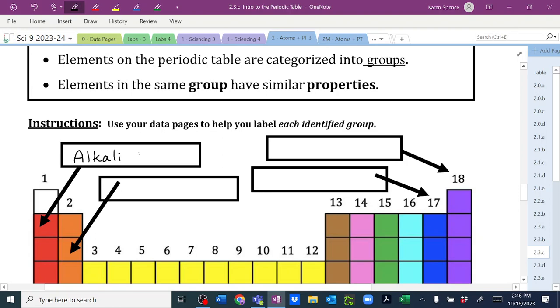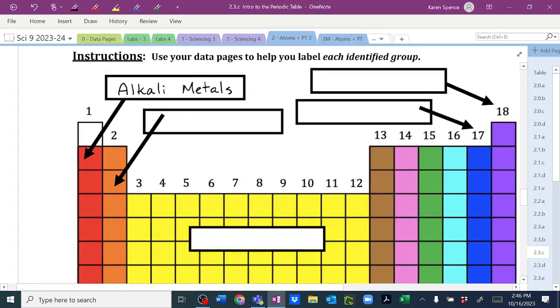Alkali metals. Now, what do you notice about hydrogen? It's not an alkali metal, okay? Because it's a nonmetal.